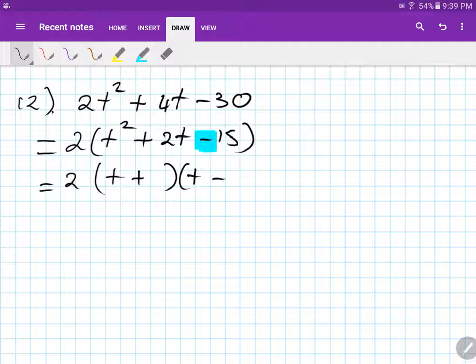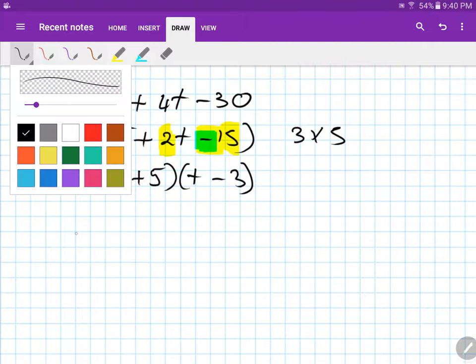That's the process. What times what gives me 15? The difference is 2. So that must be 3 and 5. But because it's positive 2 here, because of the difference, the bigger number must be on the positive side. Alright? Thank you. Last one more.